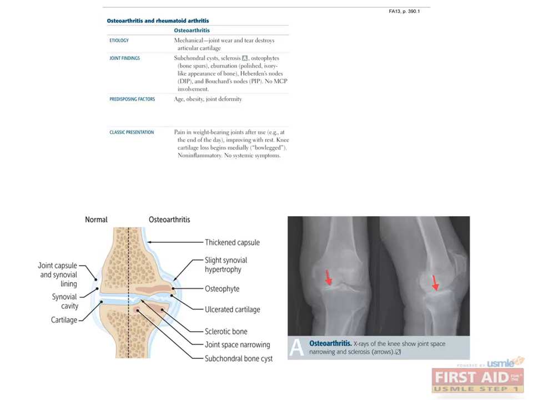Usually patients will present with osteoarthritis with pain in the weight-bearing joint after repeated use, particularly at the end of the day, which improves with rest. When it's in the knee, it's usually the medial aspect of the knee. There are a couple aspects of this disease that make it more classic. For one, this is a non-inflammatory arthritis.